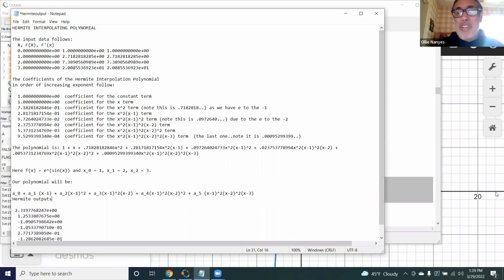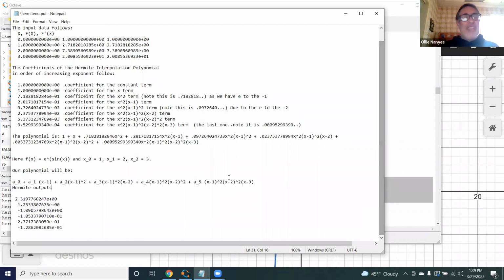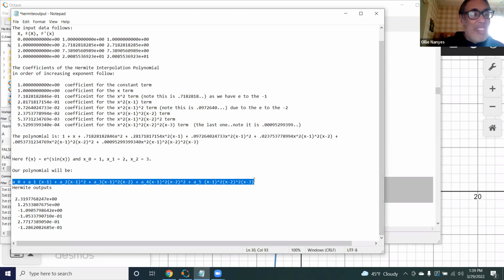Here are the Hermite outputs. It seems like I lost my cursor, so let's move this down a little bit. What do we really want? I want to cut and paste because there's less room for error here. So let's copy that.